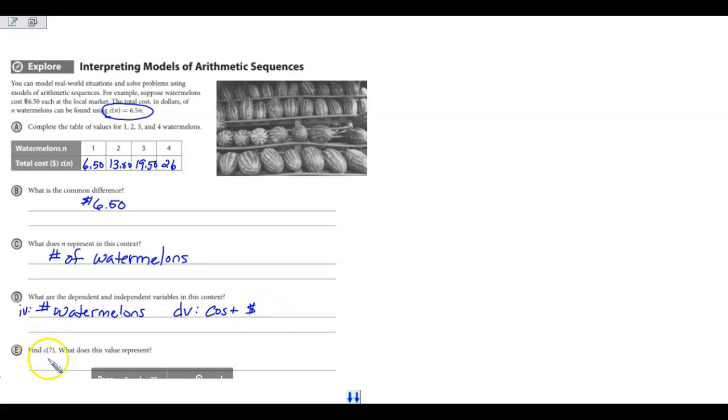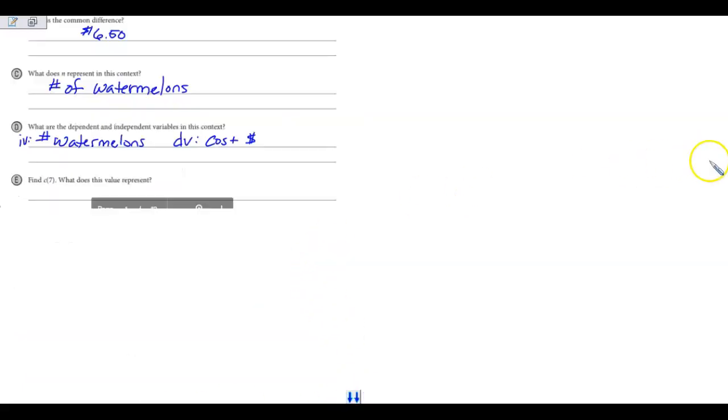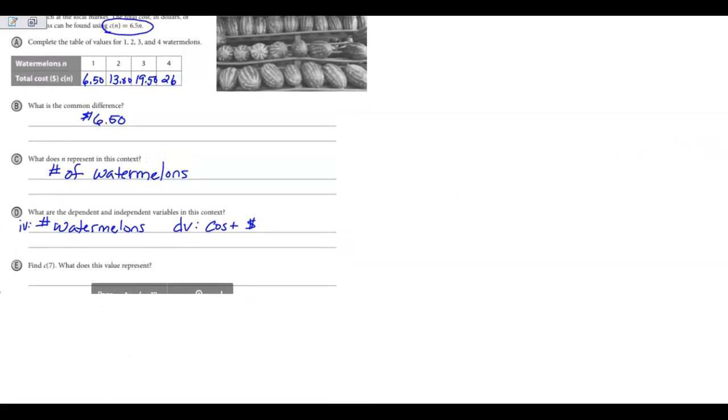If I were to find out how much 7 watermelons would cost, what would you do? Well, I know that C(n) = 6.5n. And if there are 7, so the cost of 7 is 6.5 times 7. And 6.5 times 7 is $45.50. So the cost of 7 watermelons is $45.50.